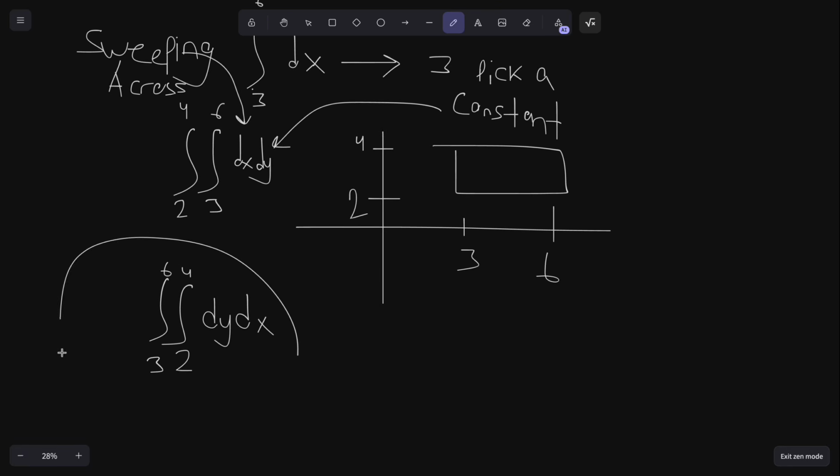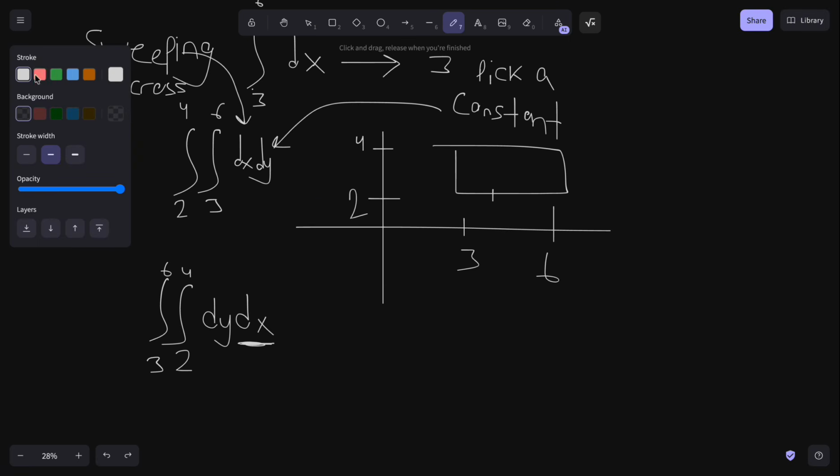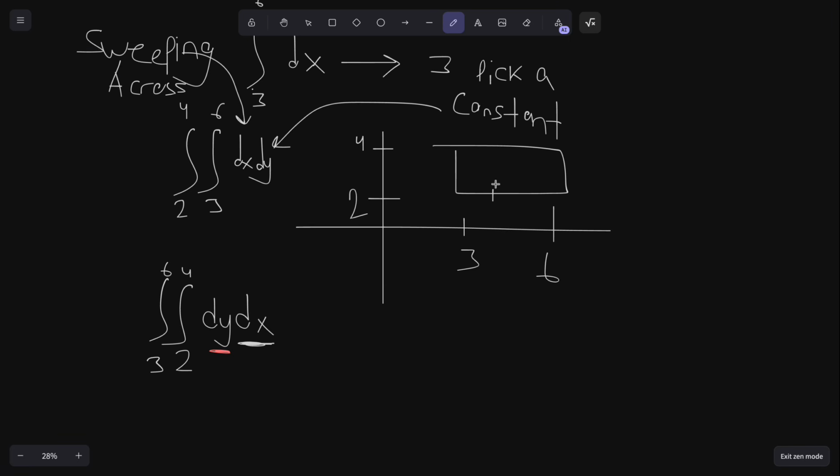Now, when you look at this integral here, we can apply the same logic, right? We're going to choose a constant x value. So let's say we're looking at this x value here, and then we're going to sweep across in the y direction.